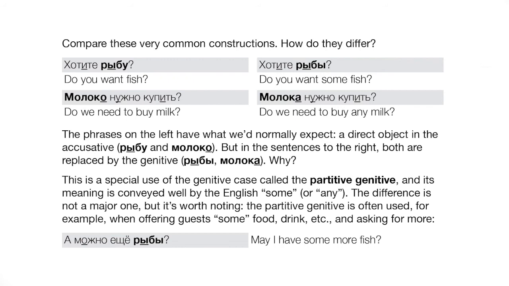So, for example, you could ask a guest, хотите рыбу? Okay, that makes sense to us. Do you want fish, right? Well, you have fish. Do you want fish? And there we get the accusative of рыба.